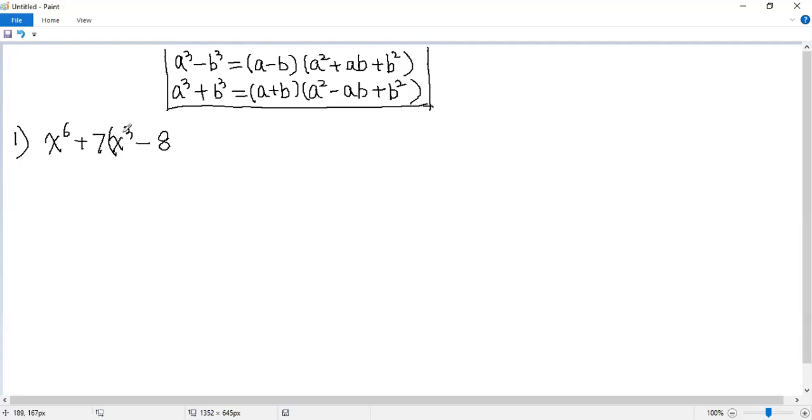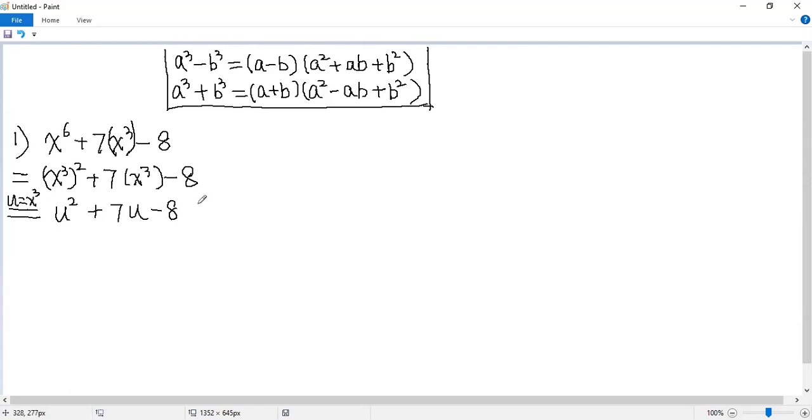If we view x cubed as a single variable, then we can write it as (x cubed) squared plus 7x cubed minus 8. Now, if we replace x cubed by u, then we get a quadratic polynomial, u squared plus 7u minus 8.